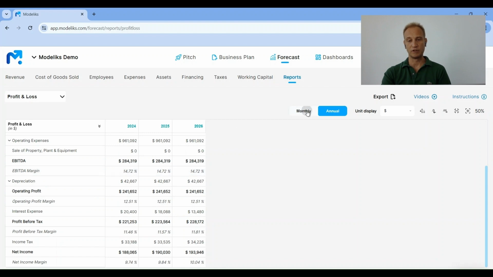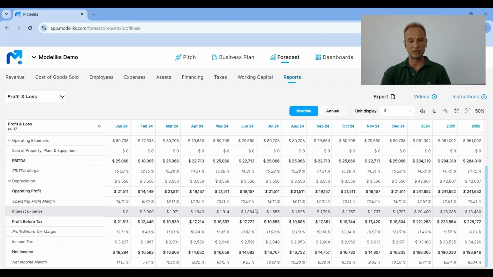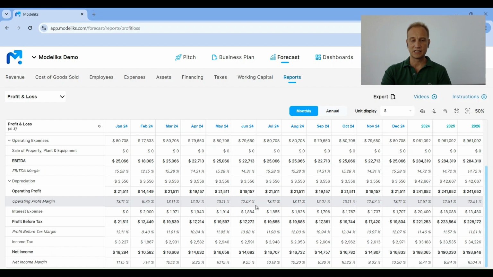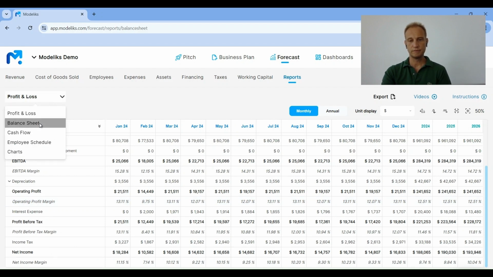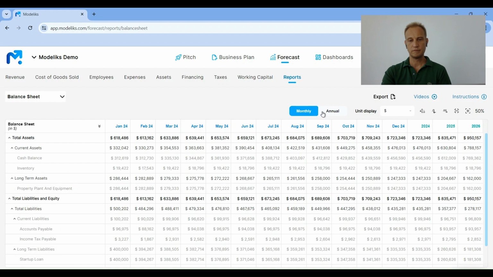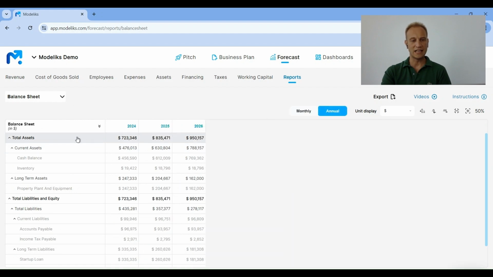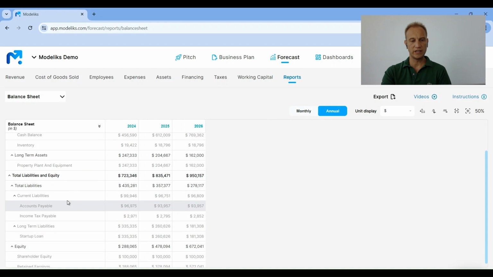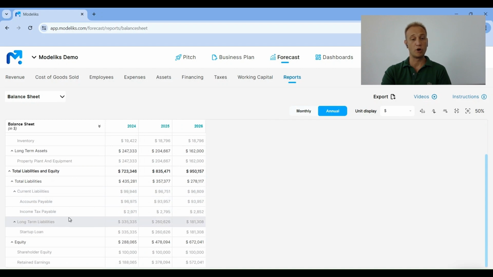We can look at the profit and loss on a monthly basis, see how that looks like. You see, we are starting with 18,000 net income in the first month. Then it goes all the way. Then it calculates for every month and then for every year. That's our profit and loss. Let's look at our balance sheet. This is our balance sheet, the total assets, the total liabilities that we need for our business.